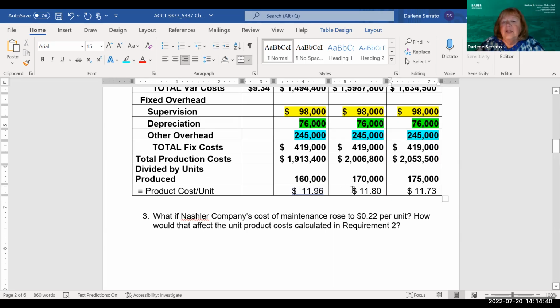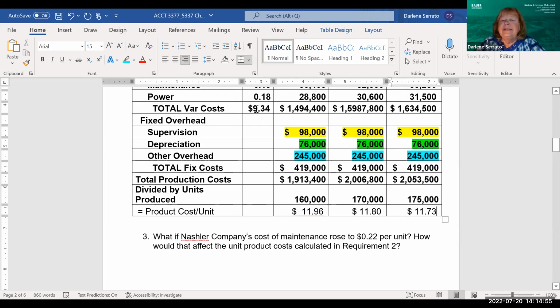Now you will note that the cost per unit is going down. The reason the cost per unit is going down is because we have the same amount of fixed cost that we're spreading over more units. So the fixed cost per unit is decreasing. Variable cost per unit is going to stay at the 9.34, but the fixed cost per unit is decreasing.